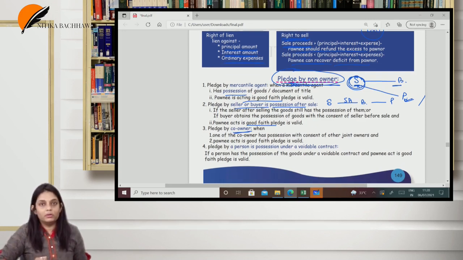Pledge by a co-owner. Let us say M, N and O have jointly purchased the property, and N and O ask M to keep the goods.